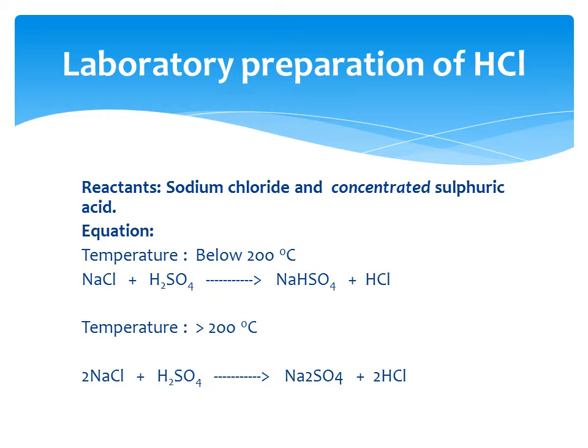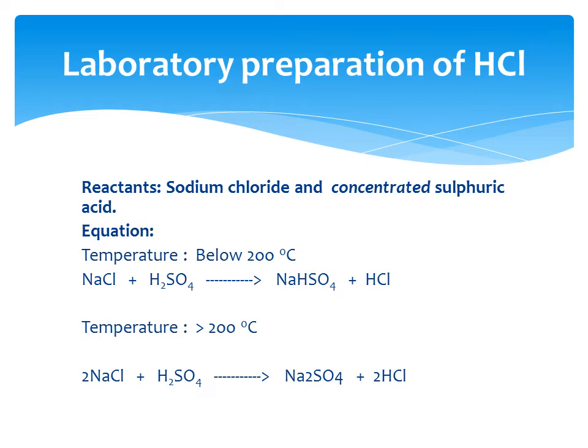When the temperature is above 200 degrees Celsius, along with HCl, we are getting a product Na2SO4, that is sodium sulfate, that forms a hard crust which sticks to the glass and is difficult to remove. So these are the practical difficulties that we face when the temperature is increased above 200 degrees Celsius.